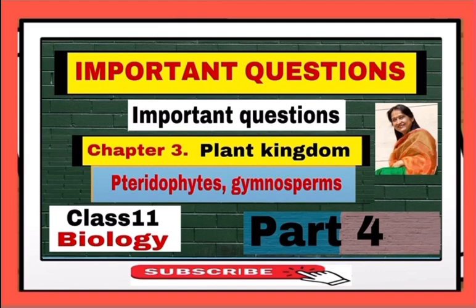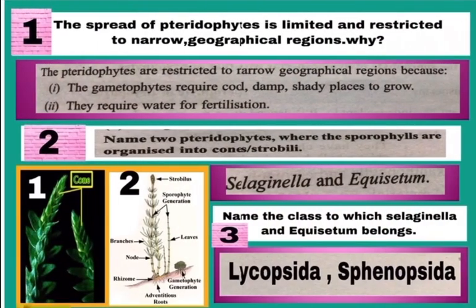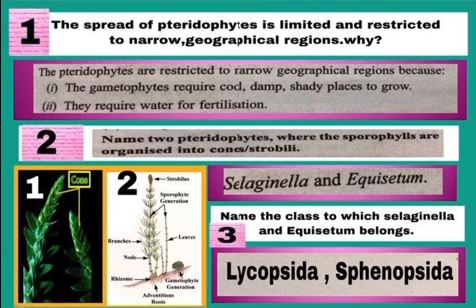Here we will discuss some important questions from chapter number 3 Plant Kingdom based on pteridophytes and gymnosperms. This is question number 1. The spread of pteridophytes is limited and restricted to narrow geographical regions.